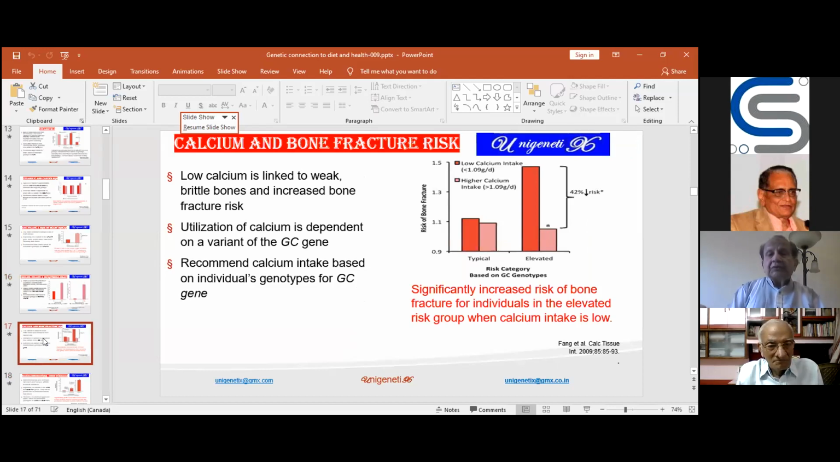Calcium and bone fracture risk. This is there, minor, not a big one, but still, a certain gene, the GC gene, has an elevated bone risk in some patients. There is a childhood, at-birth type of illness called fragilitas ossium, where the child is born with some fractures. You can easily see it, and then you can give treatment.